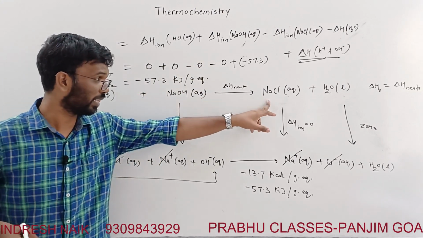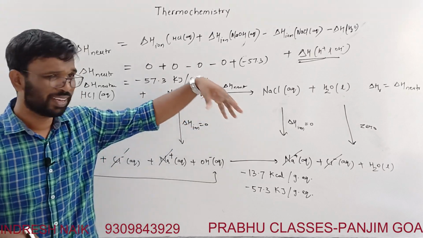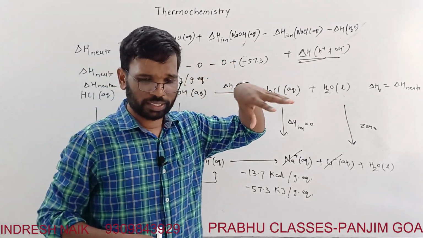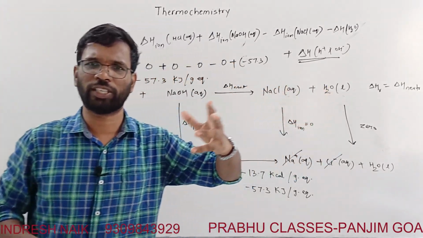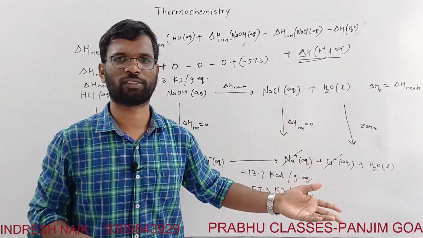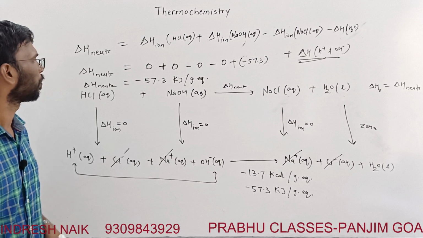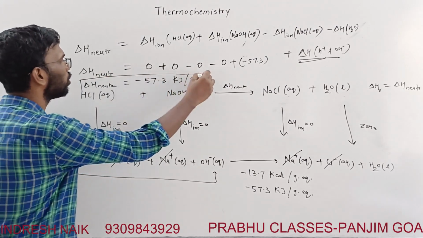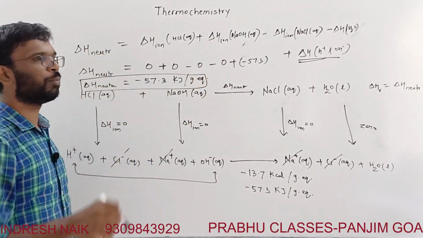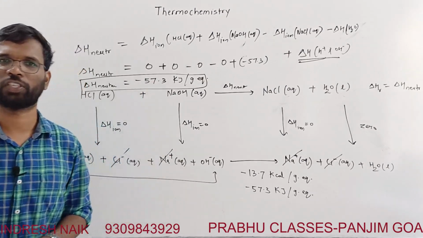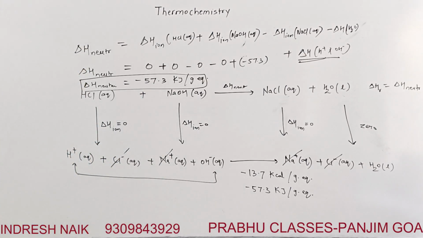If there was enthalpy energy required to split that up, not in the strong acid and strong base neutralization reaction, but somewhere else, it will make a difference. So these arrow directions are important. In that case, here for a strong acid and strong base, the enthalpy of neutralization is always minus 57.3 kilojoules per gram equivalent.